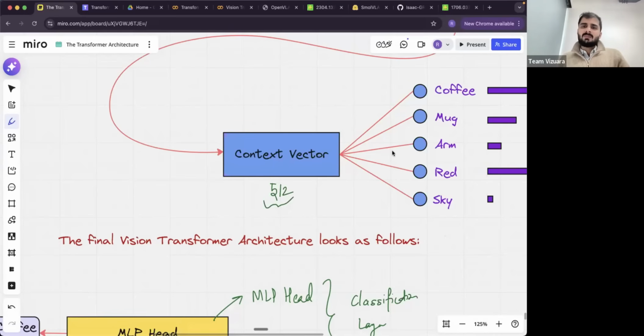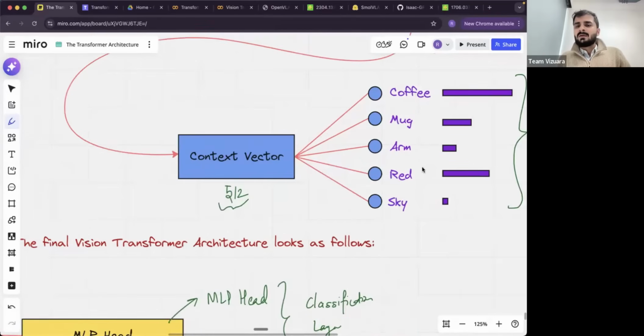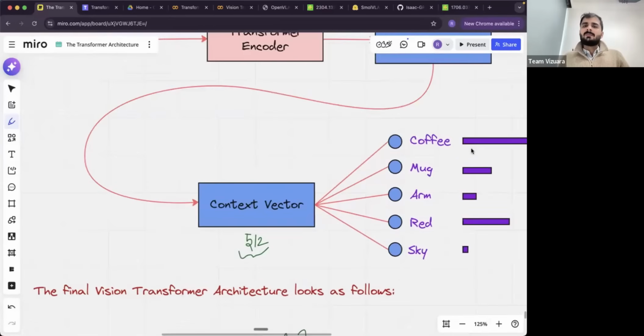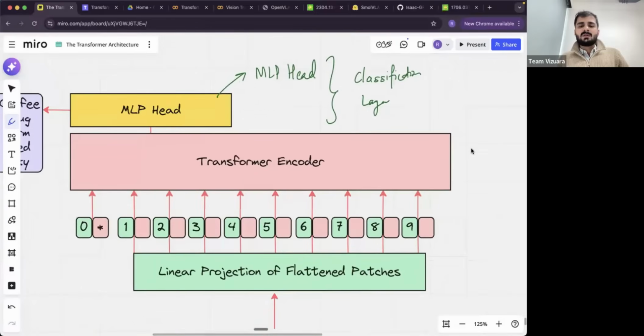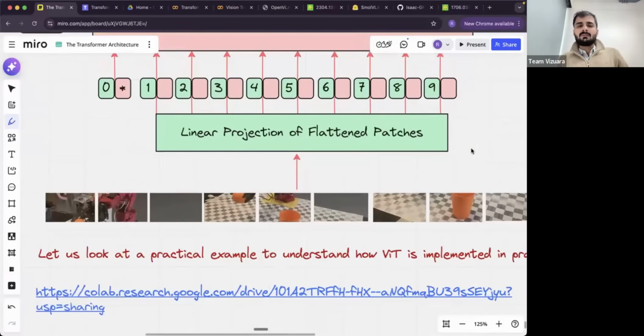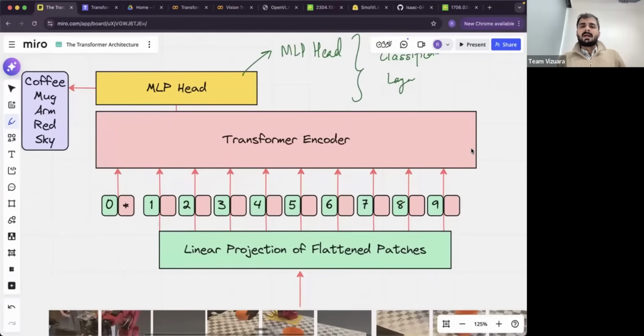It's not a vocabulary space because we are not predicting the next token, right? So the number of output dimensions is the same as the number of classes that we have in our problem statement. And then we look at which one has the maximum value, and then we pick that as our class for our image. So this is how the final diagram for the vision transformer looks like.